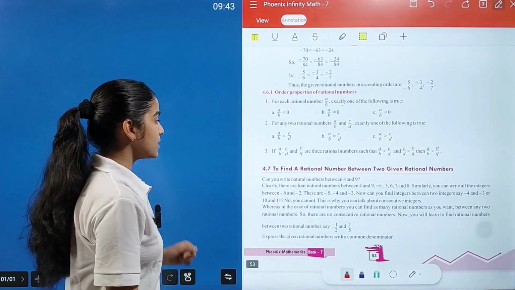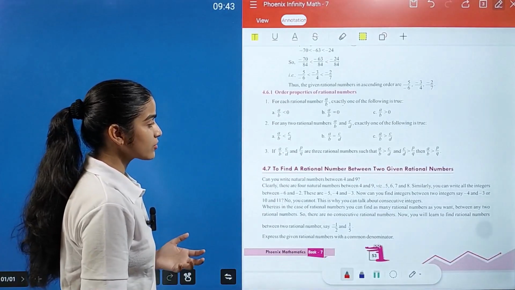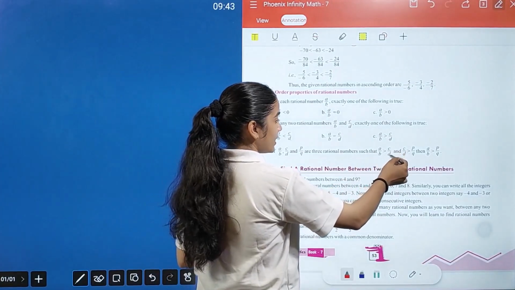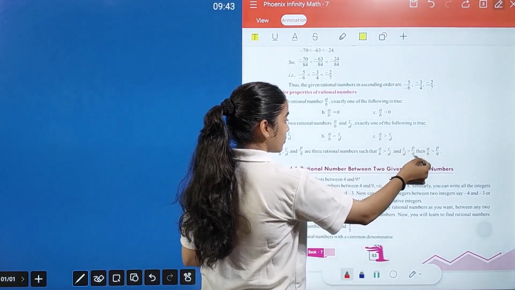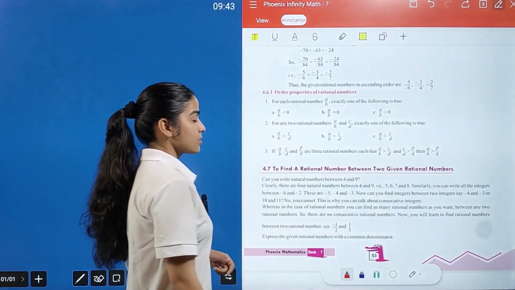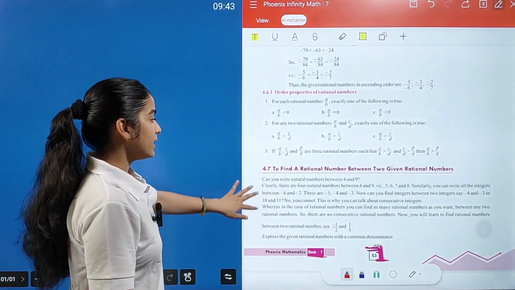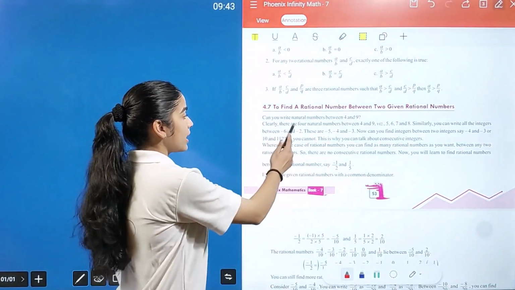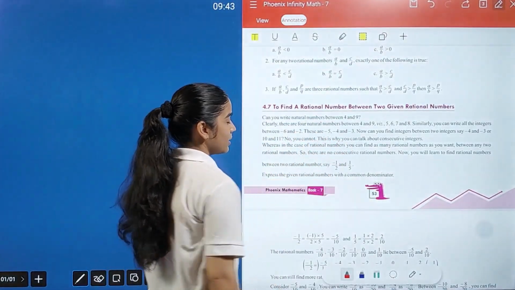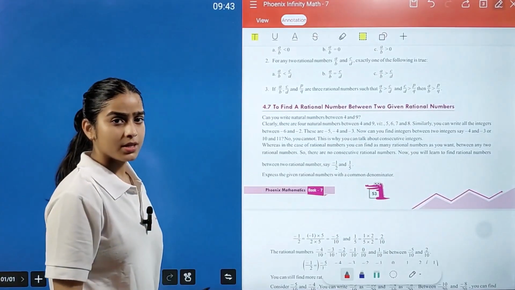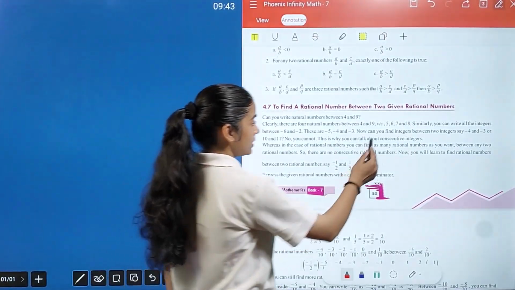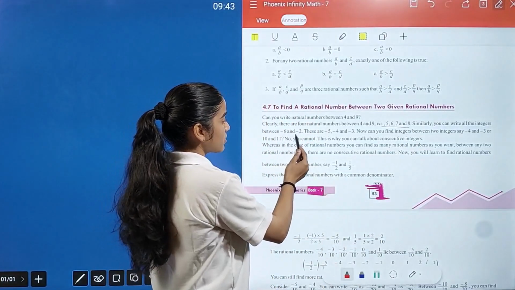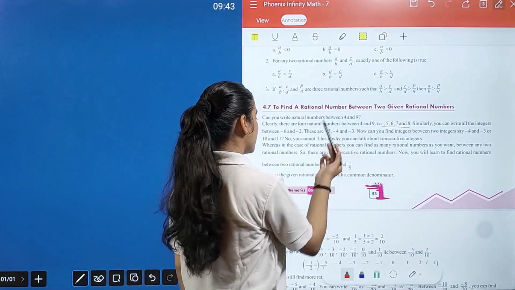If a by b, c by d and p by q are three rational numbers such that a by b is greater than c by d, and c by d is greater than p by q, then p by q is smaller than a by b. Now, finding rational numbers between two given rational numbers. Can you write natural numbers between 4 and 9? We can easily write 5, 6, 7, 8, right? These are the natural numbers we have between 4 and 9. And between minus 6 and minus 2, we have minus 5, minus 4 and minus 3.